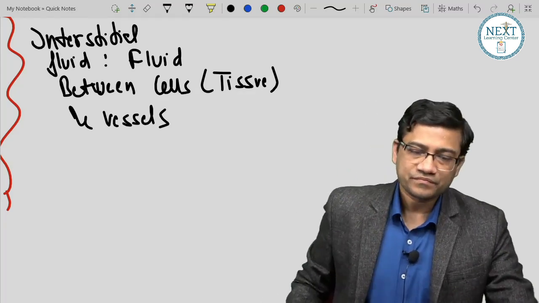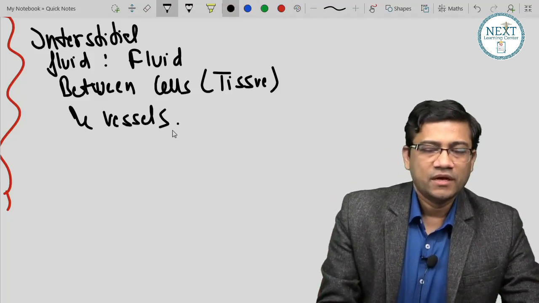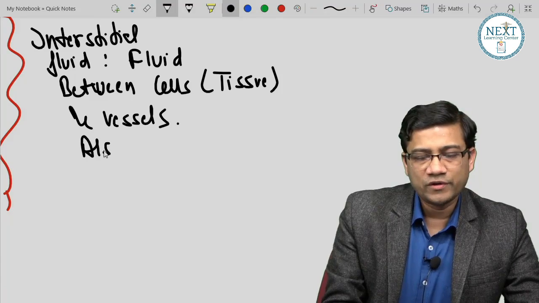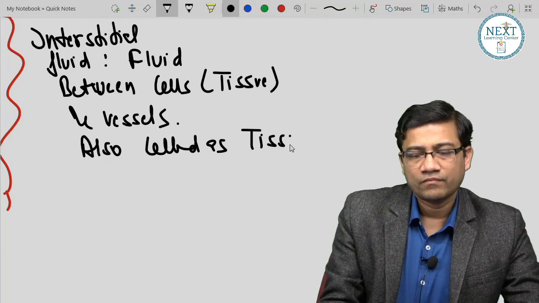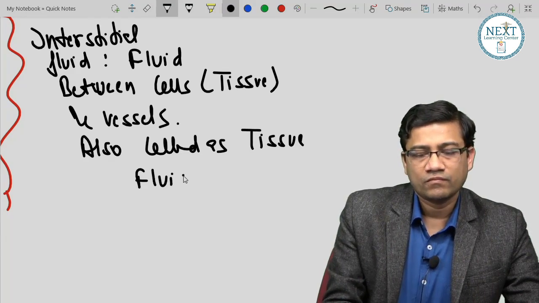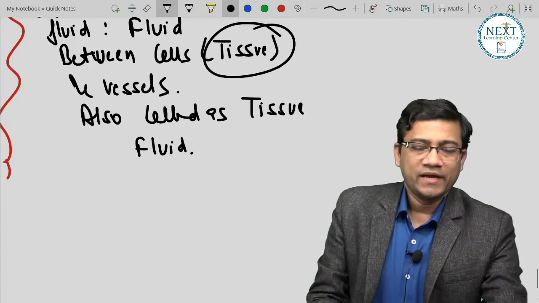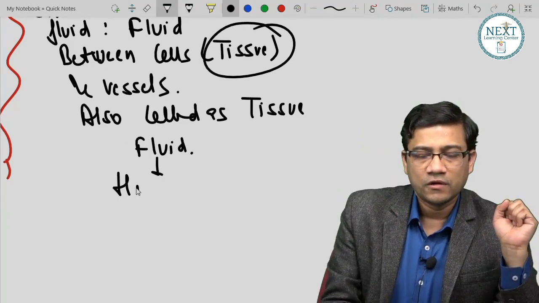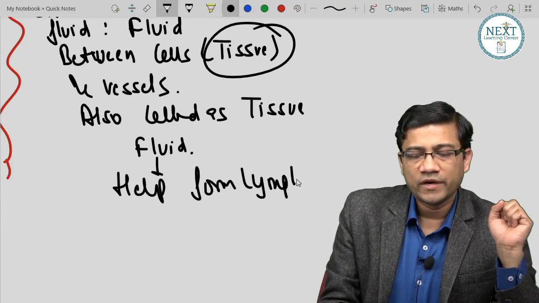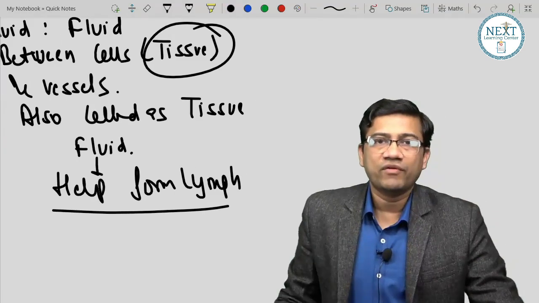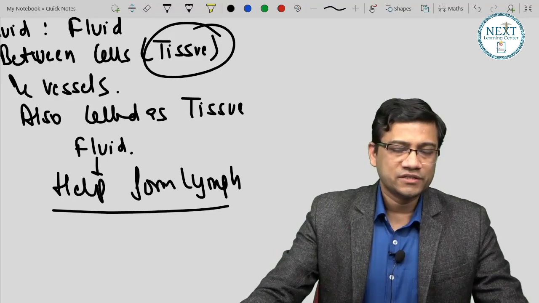Now the next point is, it is also called tissue fluid. Why? Because it surrounds the tissue, so it is called tissue fluid, and it helps form lymph. So what is the lymph? It is formed from interstitial fluid. That is a property of this.